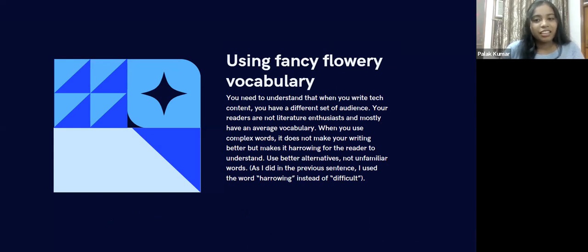Next is using fancy and flowery vocabulary. Now, there is a common misconception that writing well means using good vocabulary, especially with beginners. Literally, some people Google the synonyms for simple words and write them in blogs so that they feel happier about the content, and they feel more confident that this is a good piece of content.